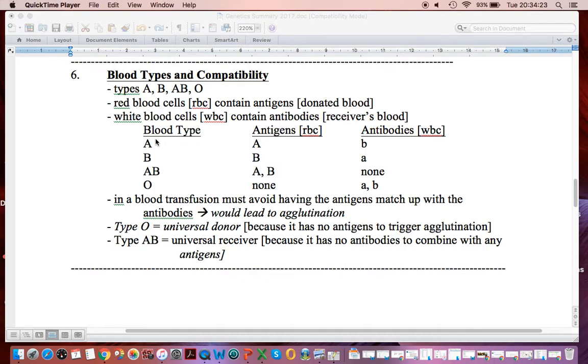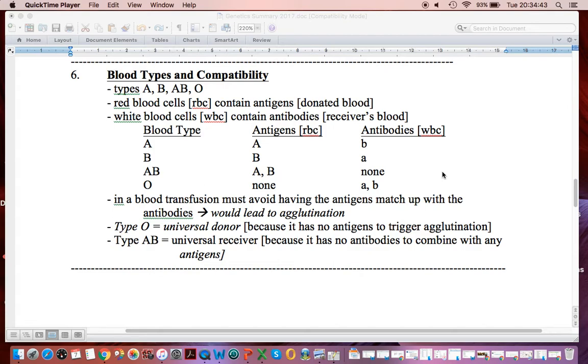Now, if we have A antigens, it means we have B antibodies. Type B blood has B antigens, and therefore it'll have A antibodies. Type AB has both antigens, so it will have neither antibody. And type O has no antigens, so it'll have both A and B antibodies.